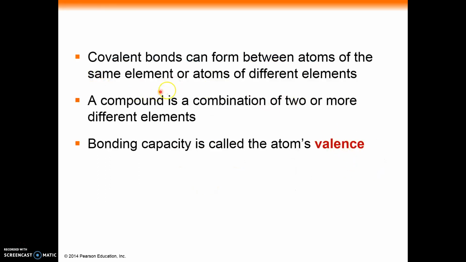So covalent bonds can form between atoms of the same element or atoms of different elements. Okay? Again, a compound is a combination of 2 or more elements, so things can be both a compound and a molecule, or things can be a molecule and not a compound. Okay? The amount of bonds that can form is referred to as the atom's valence. Okay? And we will pick back up on this in part 2 of this video.